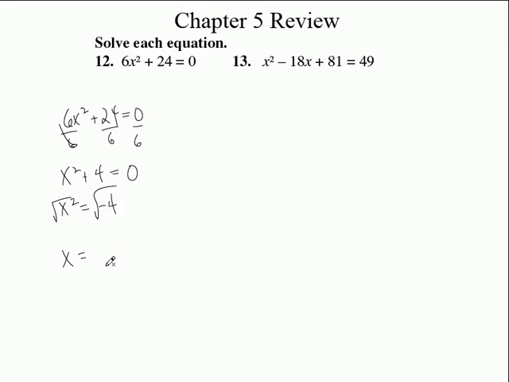So the square root of negative 4. Remember, when you take the square root of a negative it becomes an i. So we do that right away. That gets rid of that. Then the square root of 4 is just a 2. Now we don't write it i2, we write it 2i. So we just say x is equal to 2i.